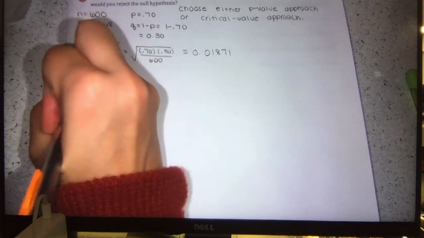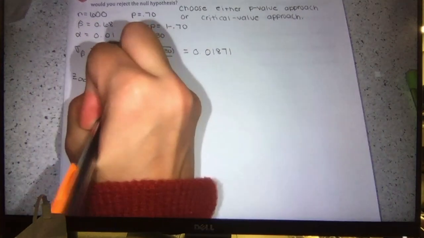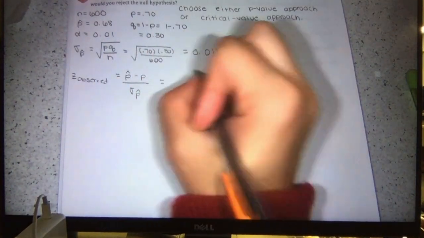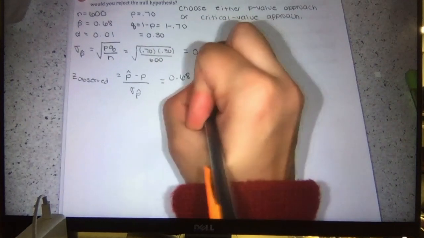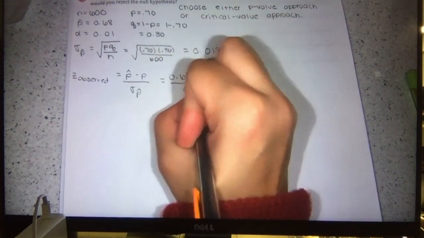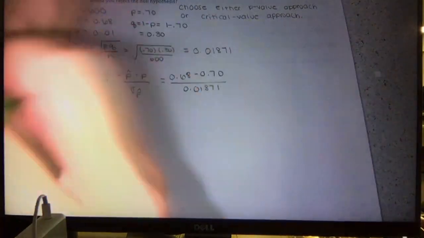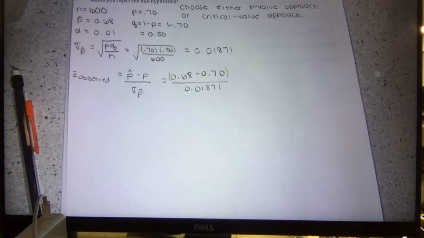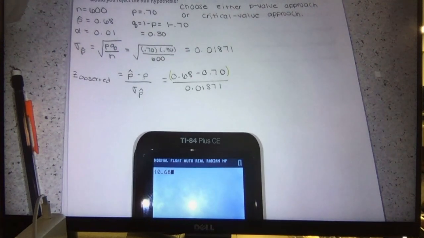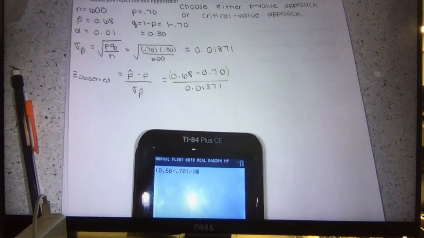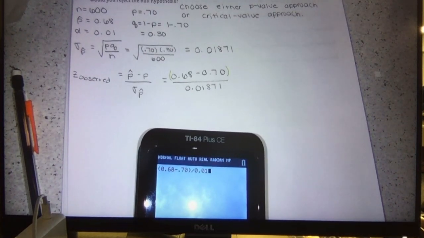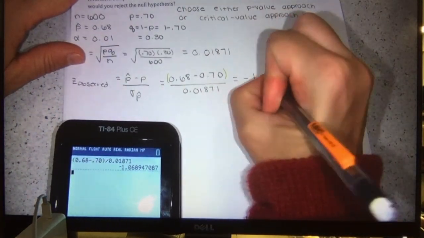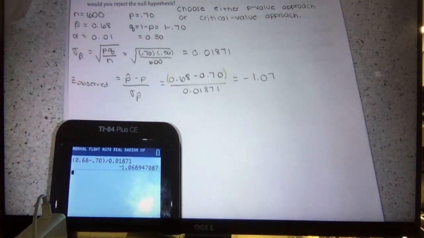So we can find Z observed, which is P hat minus P all over the sampling standard deviation. P hat is 0.68 minus P is 0.70 all over that sampling standard deviation, which we just found. Make sure to put the top of the fraction in parentheses. So 0.68 minus 0.70 divided by 0.01871, and we get our Z observed is negative 1.068, which is negative 1.07.